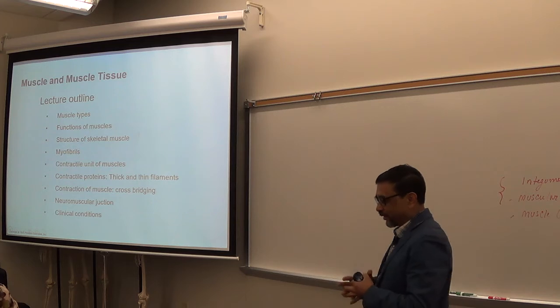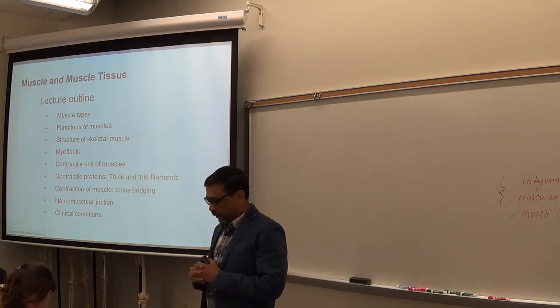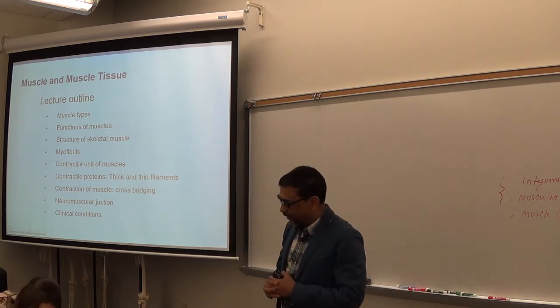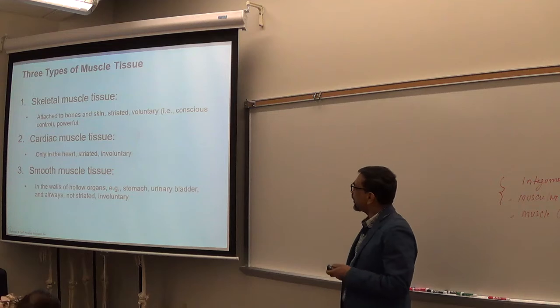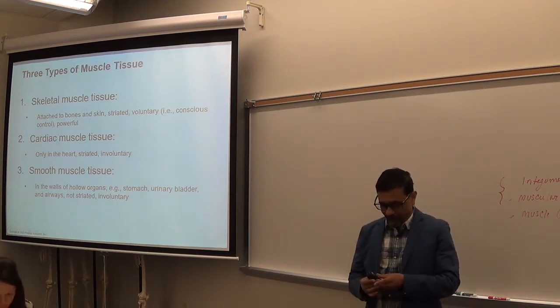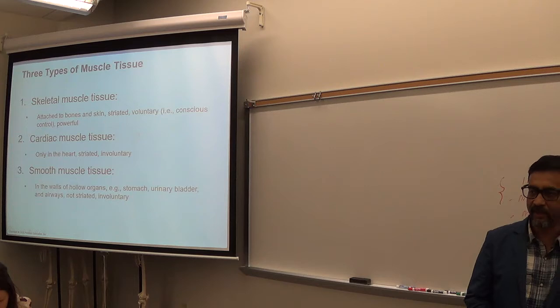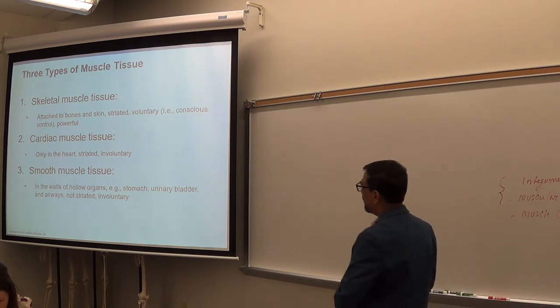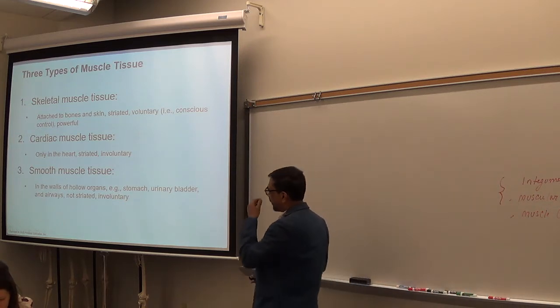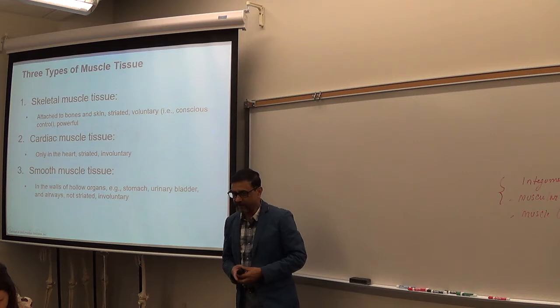So basically, we will talk about the skeletal muscle. Now, three types of muscle tissue are found in the body. You already know: skeletal muscle tissue, cardiac muscle tissue, smooth muscle tissue.